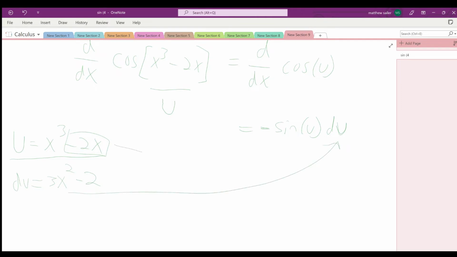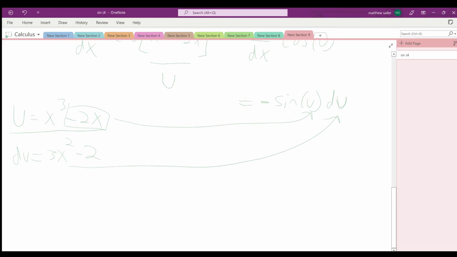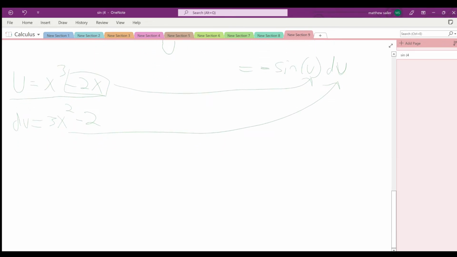And we can plug both u and du back into the equation. And our final answer becomes minus sine of u, which we said was x cubed minus 2x. And all of that is multiplied by 3x squared minus 2. And that is our answer.